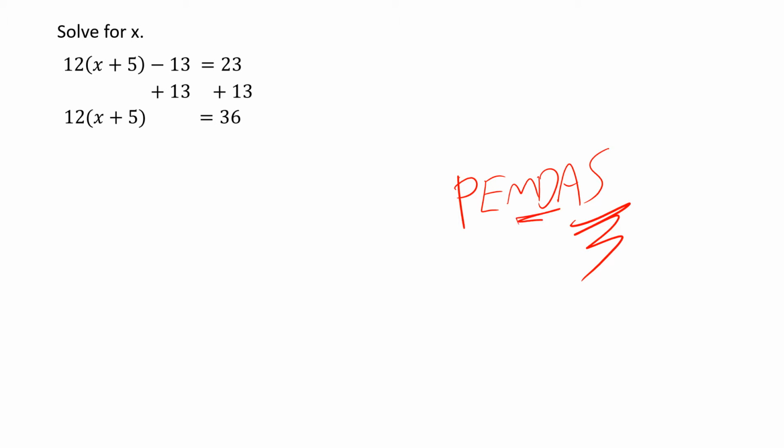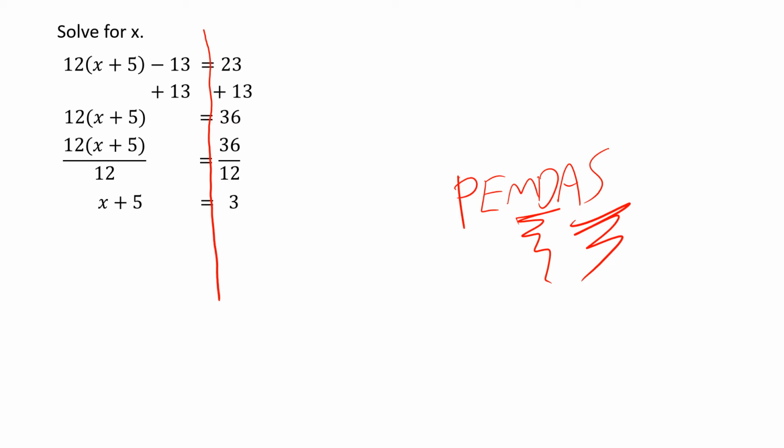So instead, I look for any multiplying or dividing and go, aha, I can undo multiplying by 12 by dividing by 12. Notice the x plus 5 is still on the left-hand side. 36 divided by 12 is 3. Also notice, as much as possible, I try to keep my equal sign falling straight down the page. And as much as possible, I try to keep my variable x falling straight down the page.